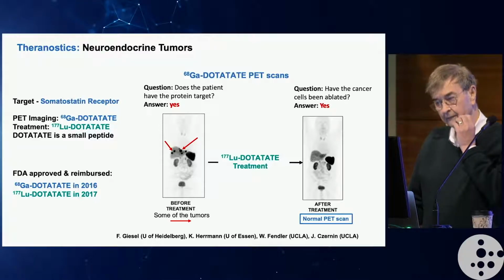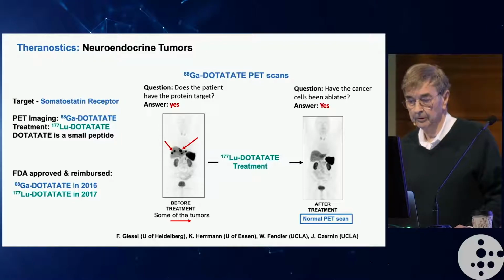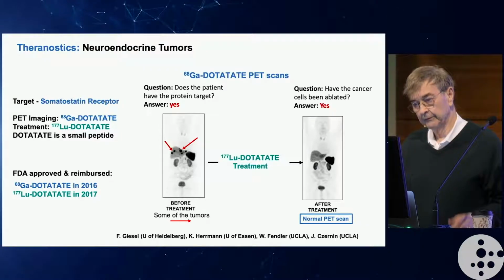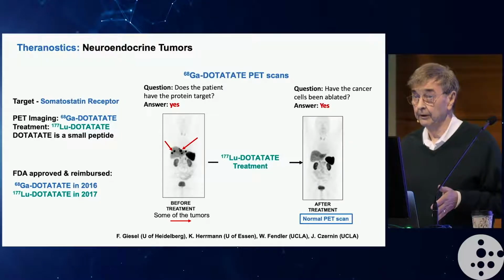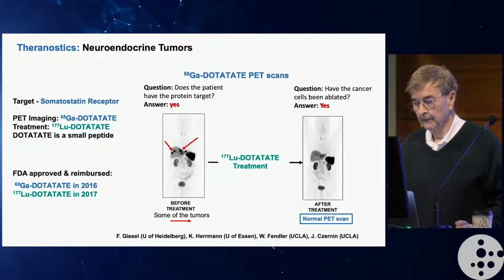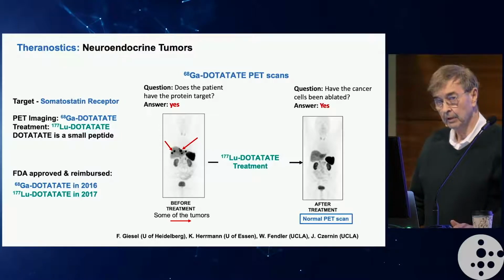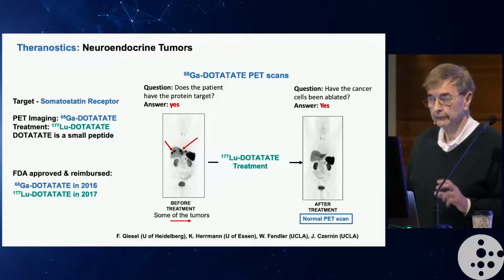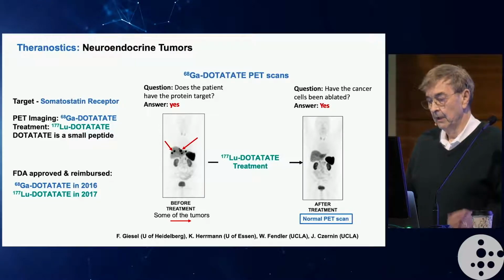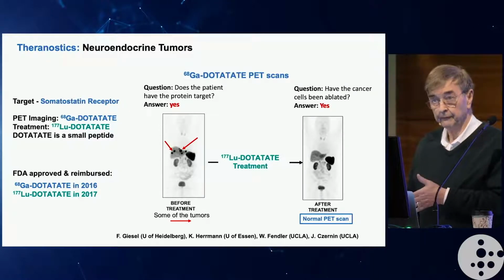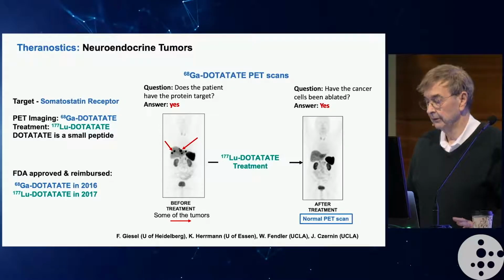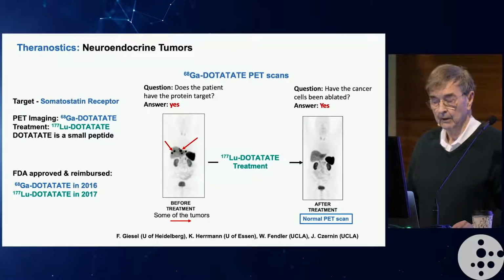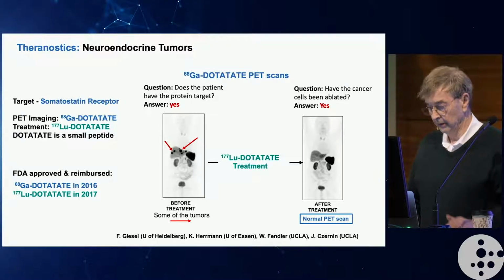So you see on the left a patient with neuroendocrine tumor with multiple tumors in the liver. So the question is, does the patient have the protein target? The answer is yes. You treat the patient with lutetium-177 dotatate, and dotatate is the small peptide. And then you do the follow-up imaging exam, and ask the question, have you ablated the cells? You can clearly see the cells are ablated.